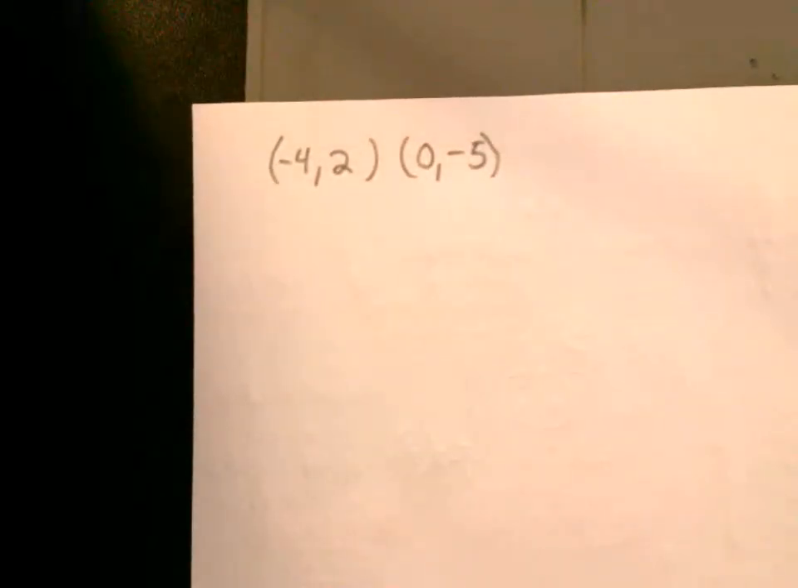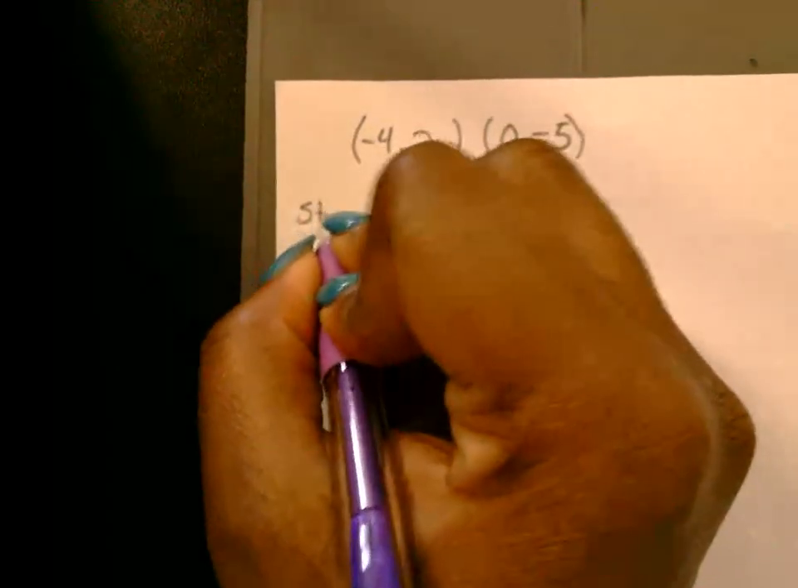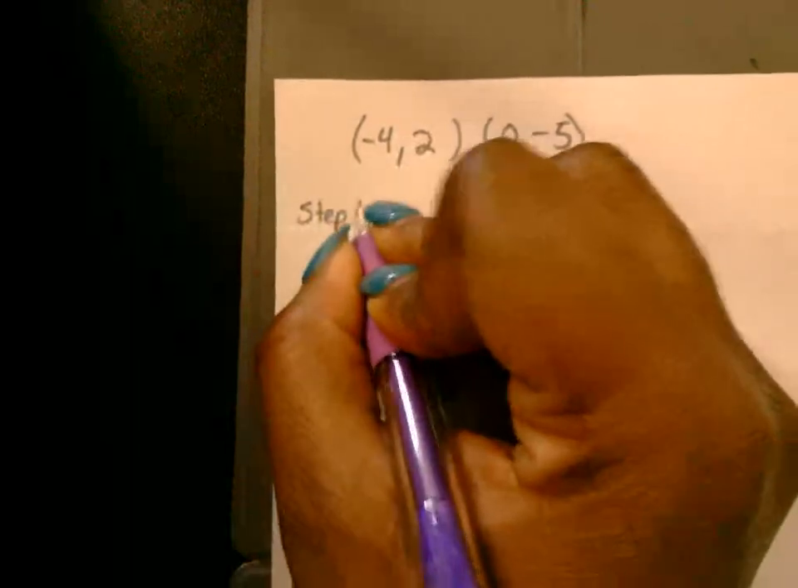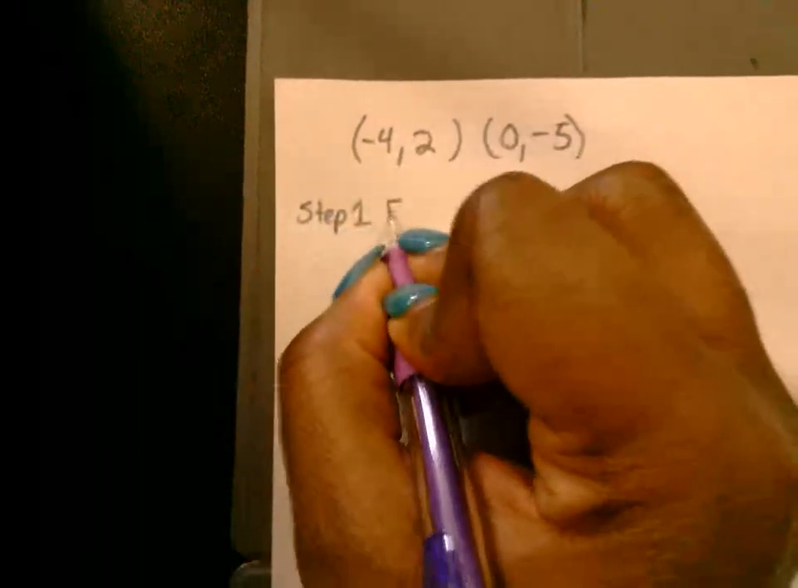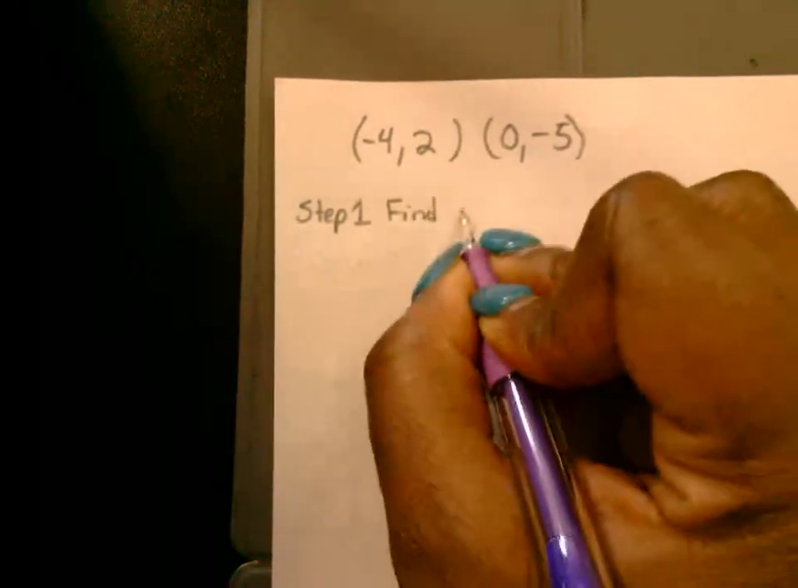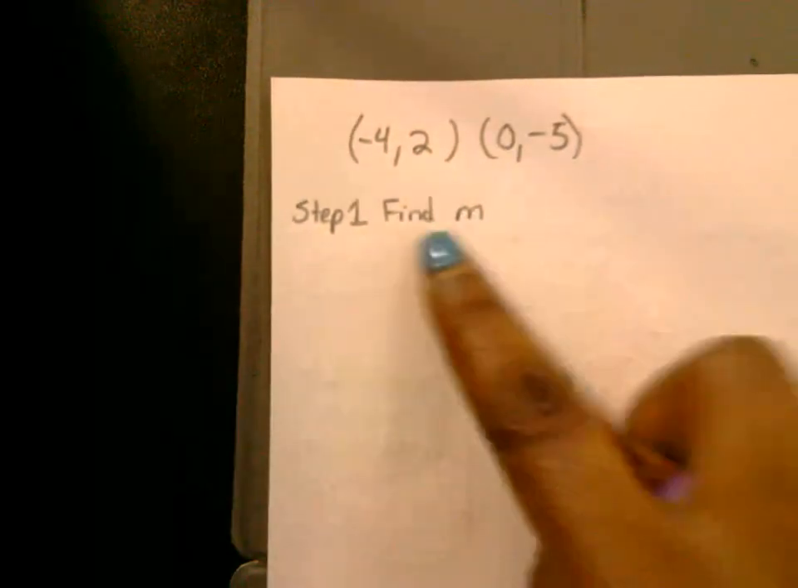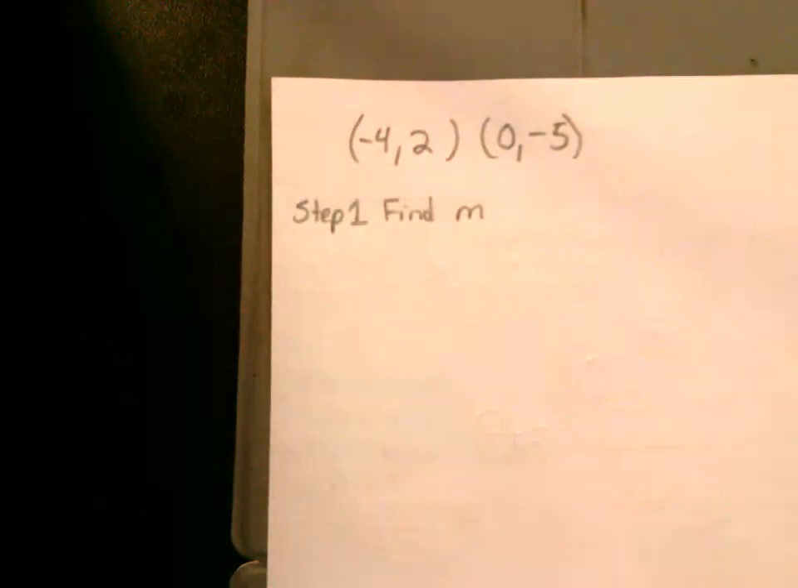All right, what's the first step, Jaylee? What is the first step? Find M. In order to find M, you have to label your point. See if you can label.